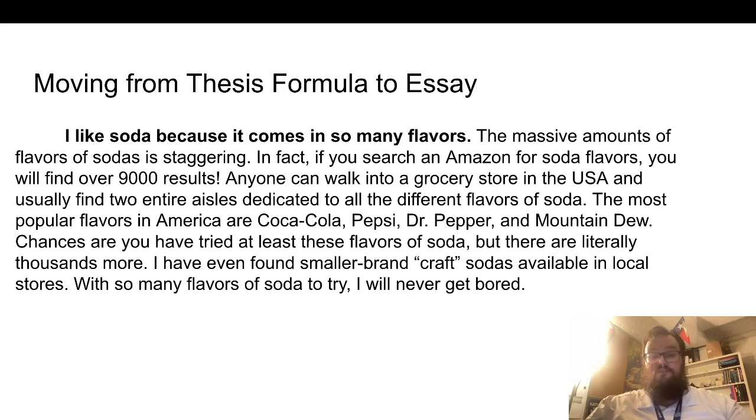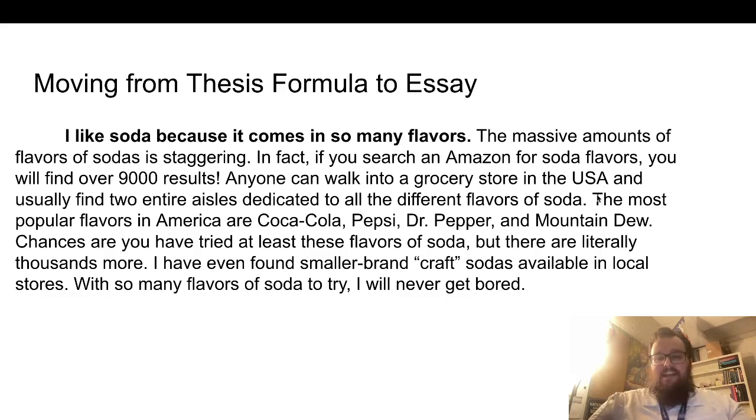Anyone can walk into a grocery store in the USA and usually find 2 entire aisles dedicated to all the different flavors of soda. I just learned that from going to the grocery store, right? I always notice there's 2 aisles full of soda. The most popular flavors in America are Coca-Cola, Pepsi, Dr Pepper, and Mountain Dew. I looked that up. Yeah. What are the most popular flavors? I'm not gonna cite whatever BuzzFeed article it was where I found that. That's just, again, a general thing.